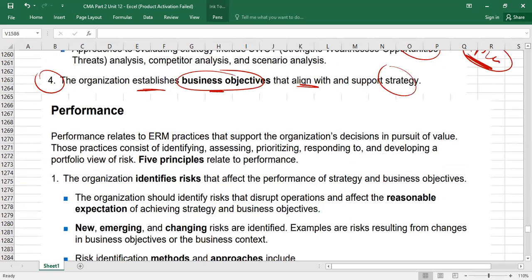In performance, guys, please, there are a total of five principles. So what is the first principle? The organization identifies risk. Simply, first you have to identify the risk, which may affect the strategy or business objective. This is called the first principle. Risk could be new, emerging, or the environment or conditions may be changing. For example, maybe you're shifting from physical business to online business. So changing risks are also there, and new emerging risk can also be there.